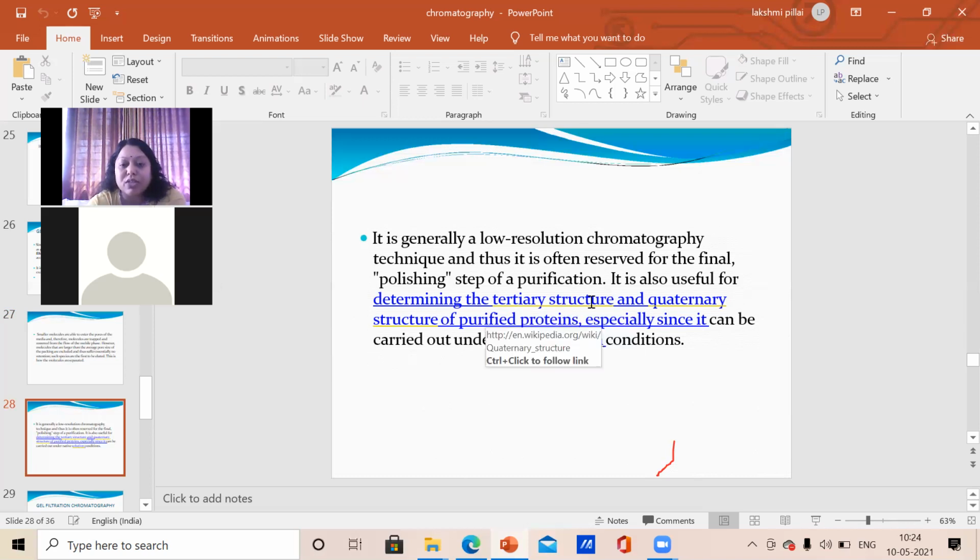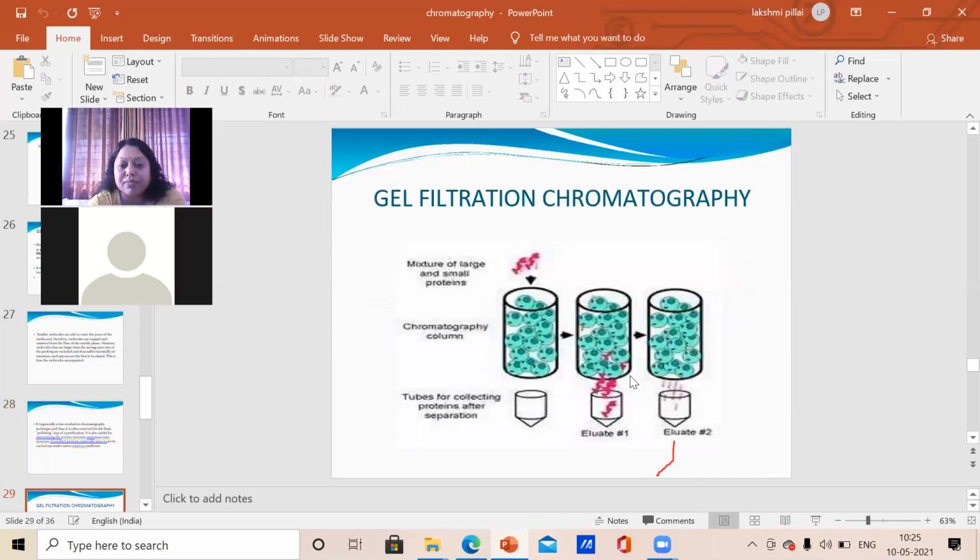So based on the different structures, proteins can be separated. For example, tertiary structure and quaternary structure. Quaternary structures are larger structures. Tertiary are smaller. Proteins can be purified and separated out.